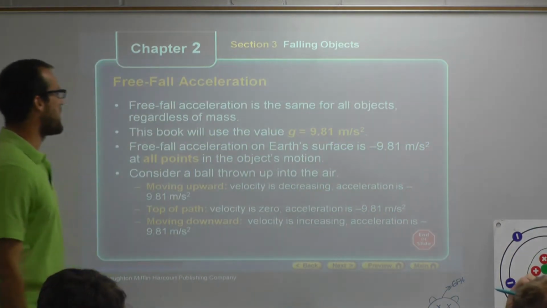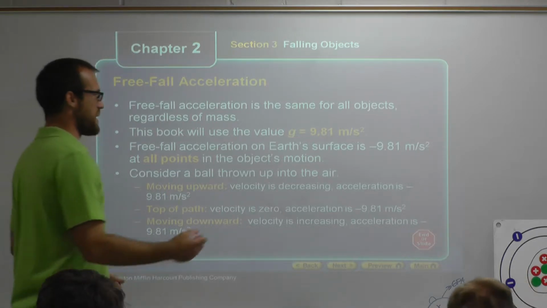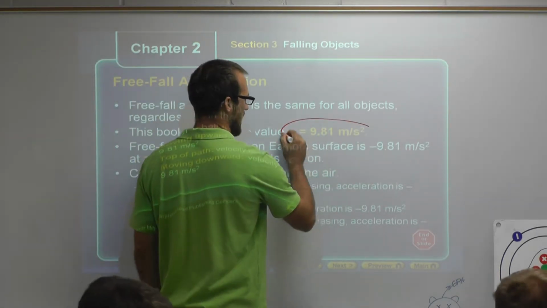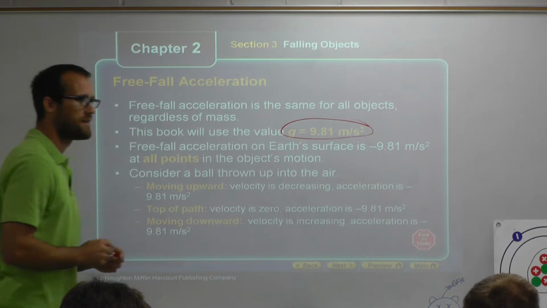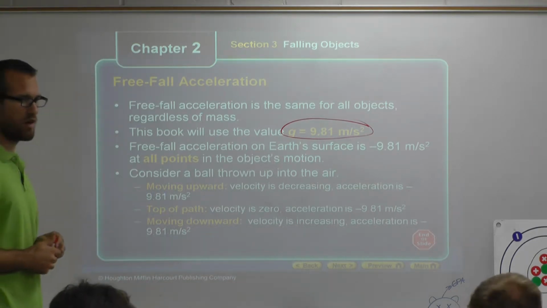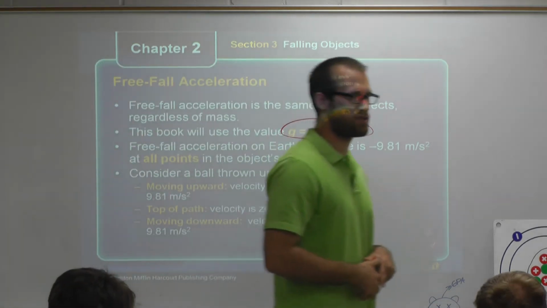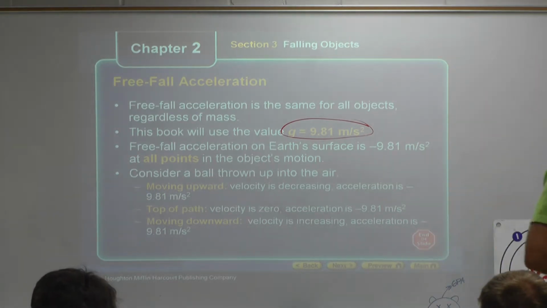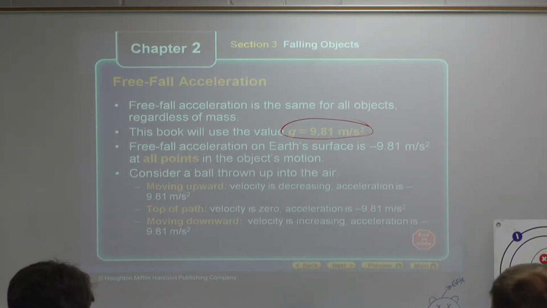Now, free fall acceleration is the same for all objects. Here's its magnitude. We usually put a negative on that. Why? Down. Always going down. No matter where you are on Earth, acceleration is always towards the center of the Earth, which from whatever frame of reference you're at is always straight down, even though we live in a spherical world.